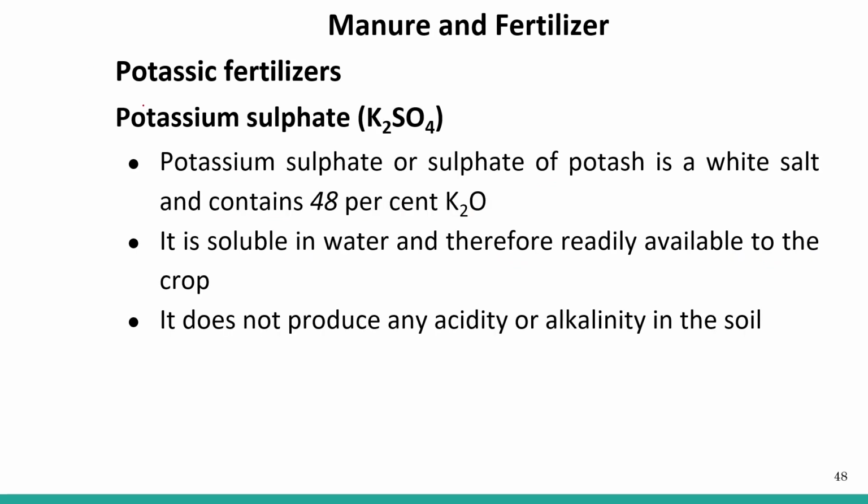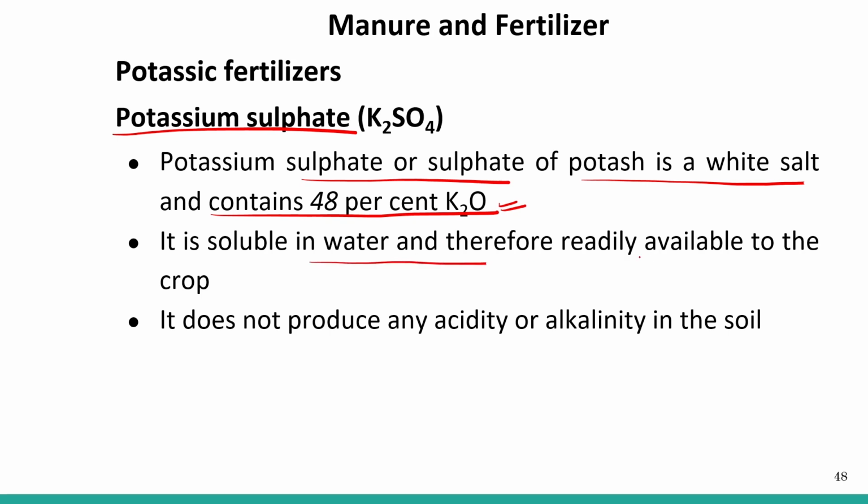Next example is potassium sulfate, K2SO4. Potassium sulfate, or sulfate of potash, is a white salt and it contains 48% of K2O. It is soluble in water and therefore readily available to the crop also. It does not produce any acidity or alkalinity in the soil.